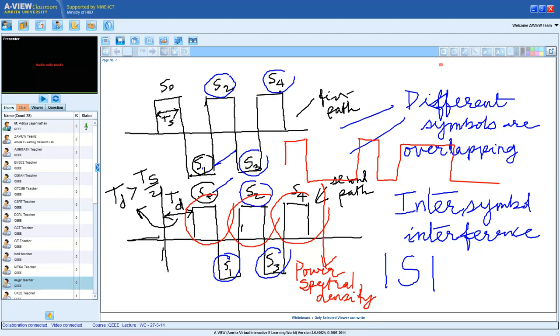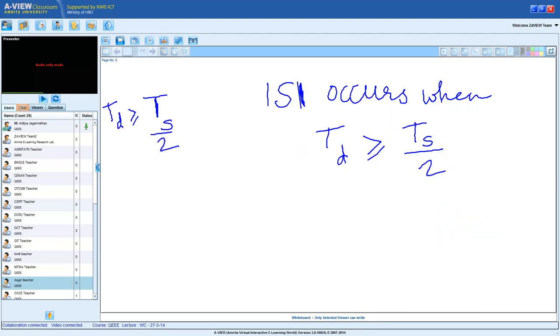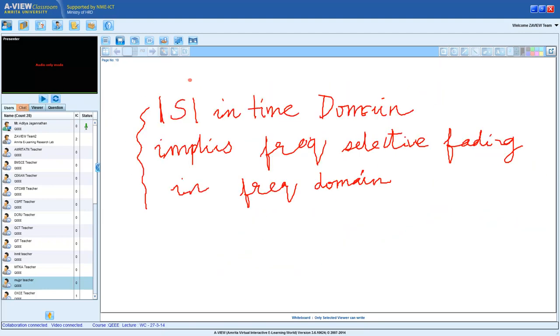Alright? Okay. So the final point I want to clarify is the relation between the time domain and the frequency domain interpretation of the delay spread, because people were asking what is the impact of the delay spread. Now everyone can see the impact of the delay spread. The impact of delay spread is it causes inter-symbol interference.